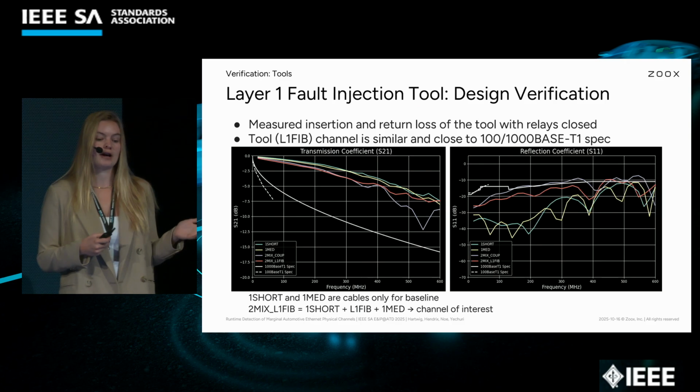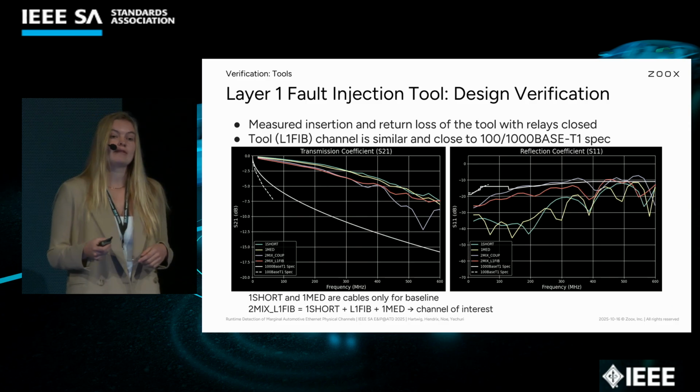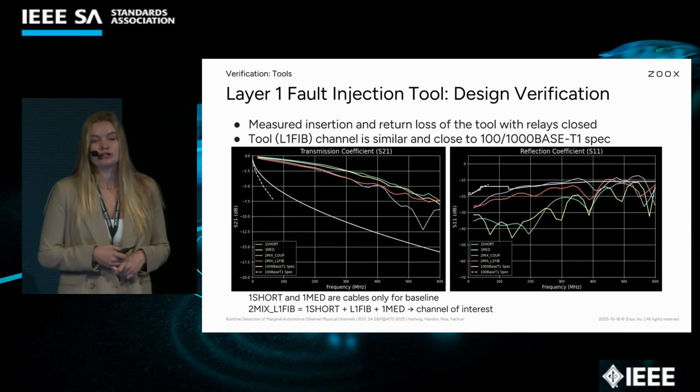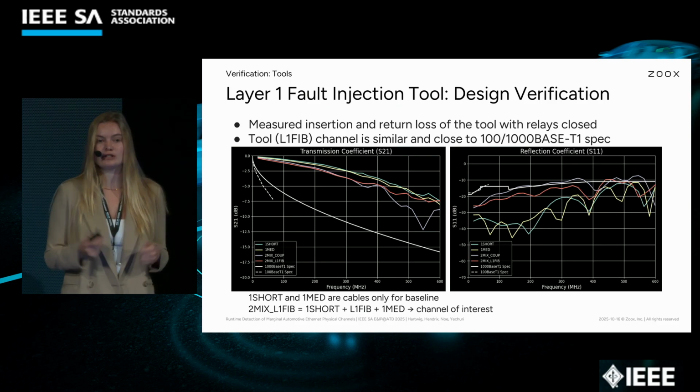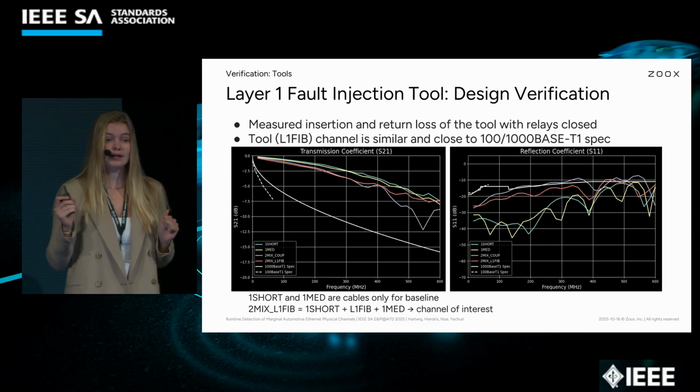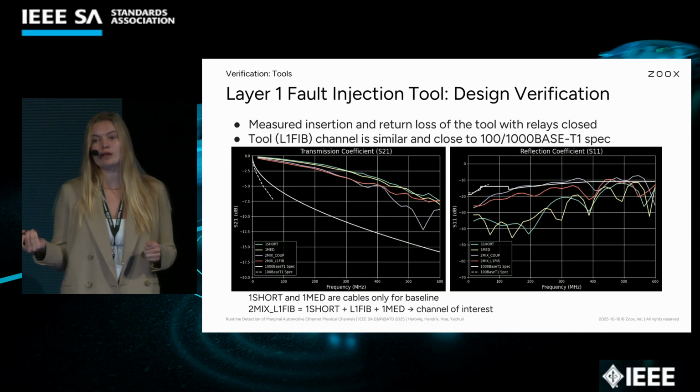So we want high transmission for our signal, so we want to be above the line. We're looking at the left plot right now, and we can see that for all our reference cases, as well as our fault injector board, we are well above the Ethernet spec for our transmission coefficient, so it's all smooth sailing there.